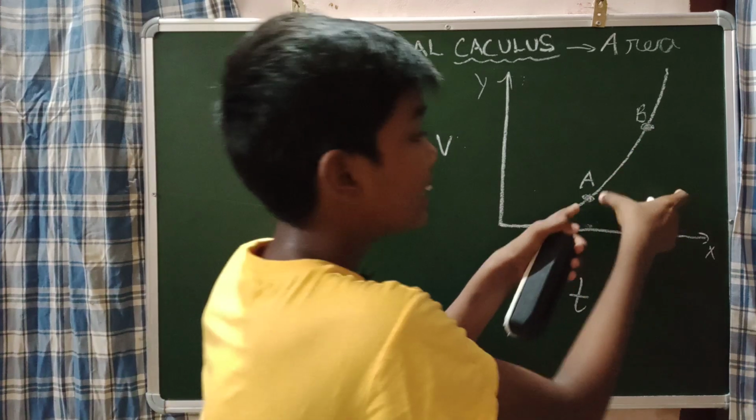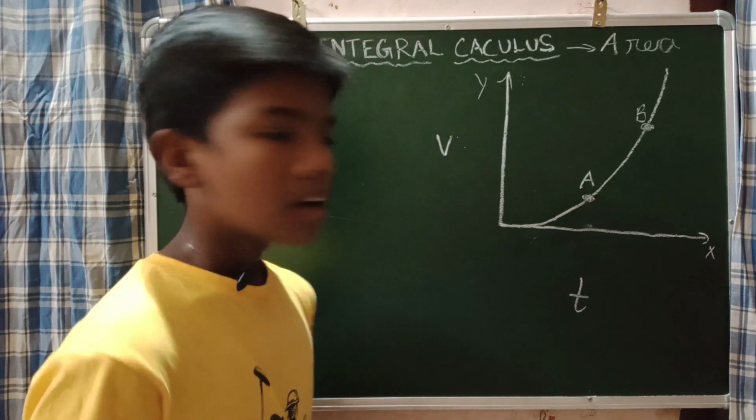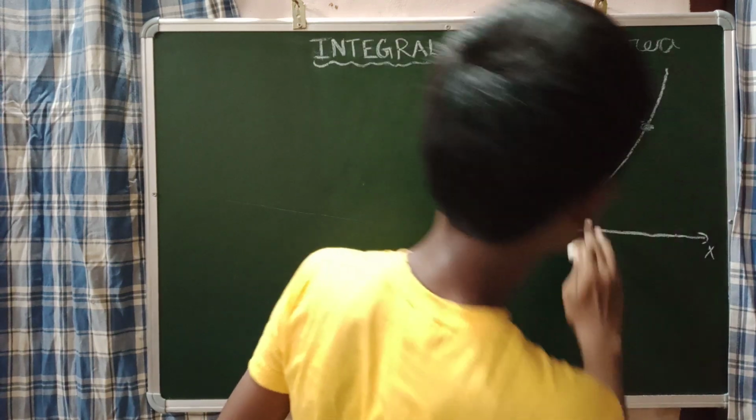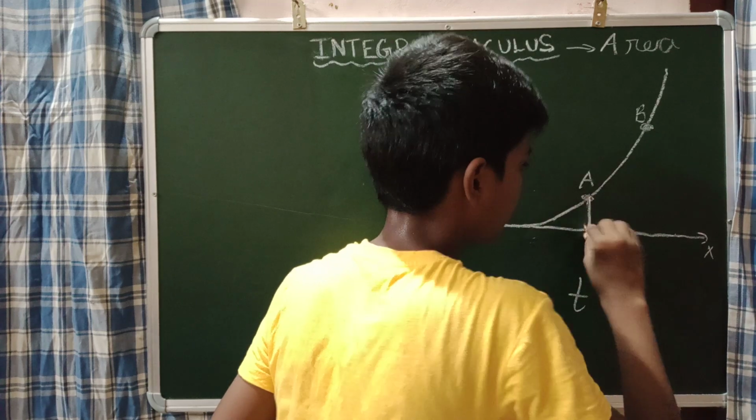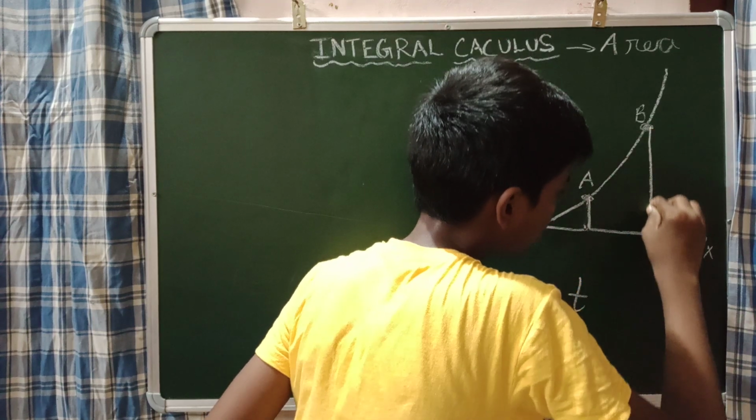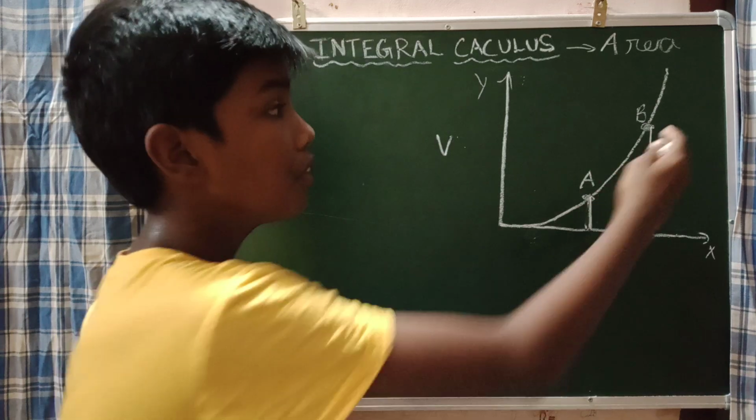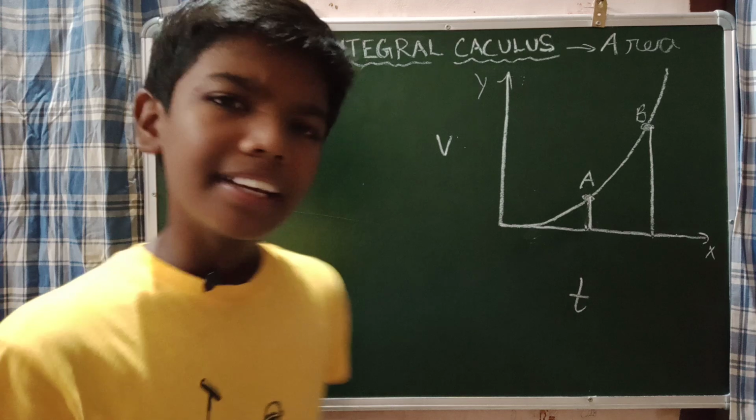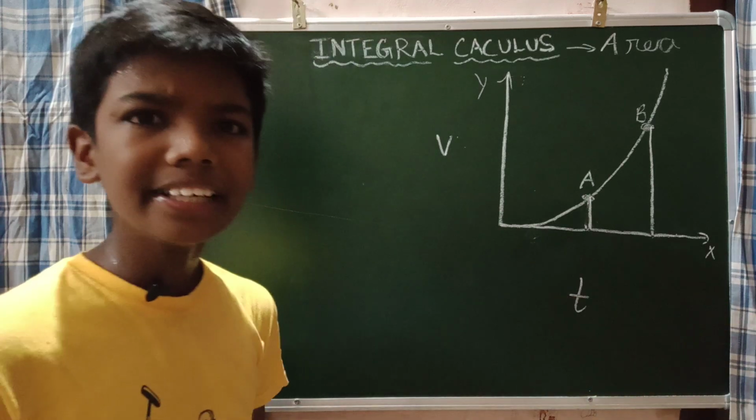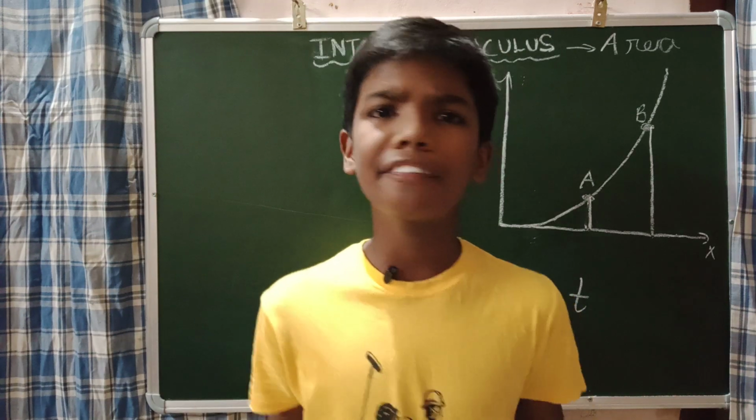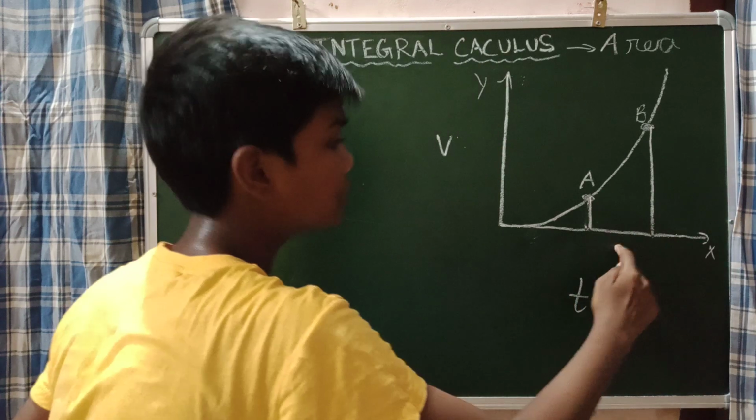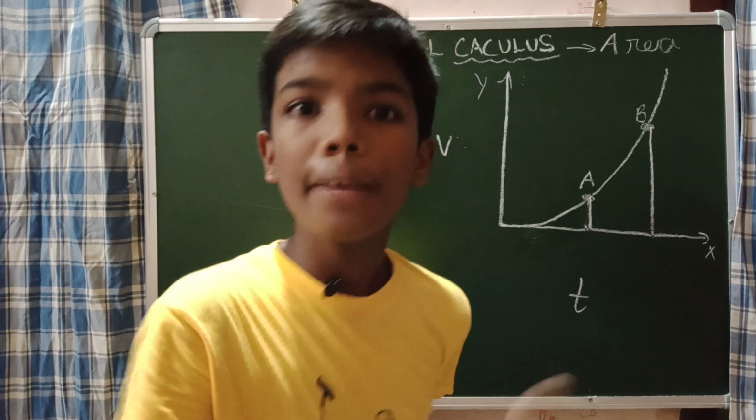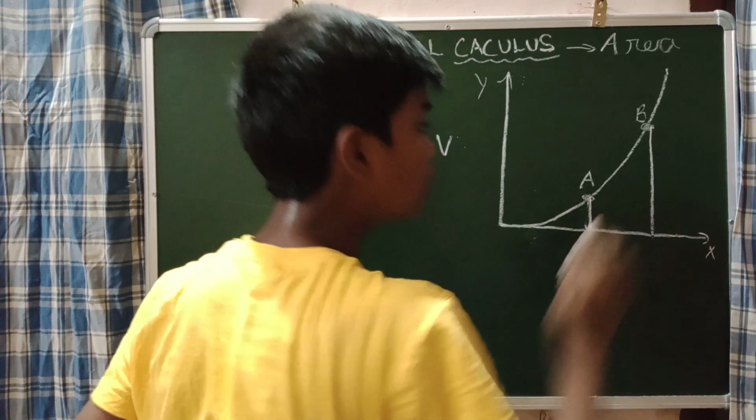That means the area between these 2 points. This is how you will draw and you will find the area. But in this situation, are you able to find the area easily? The answer by you will be definitely not. Because in this situation, we can't find the area easily. Why can't we find it? Because the shape is irregular.